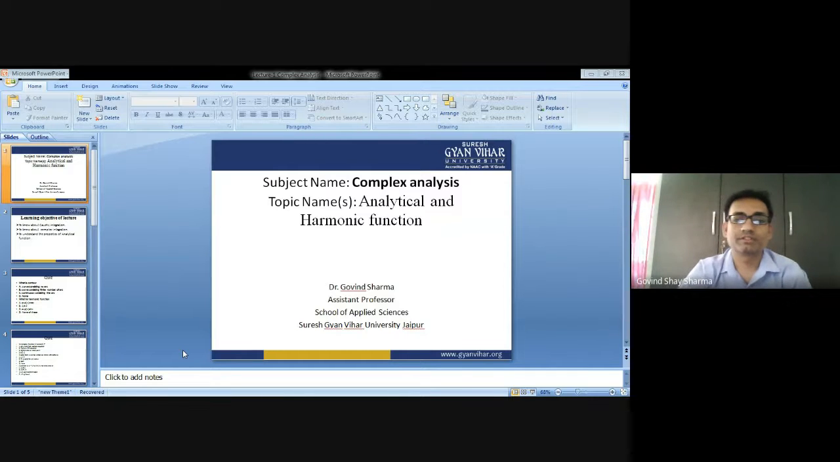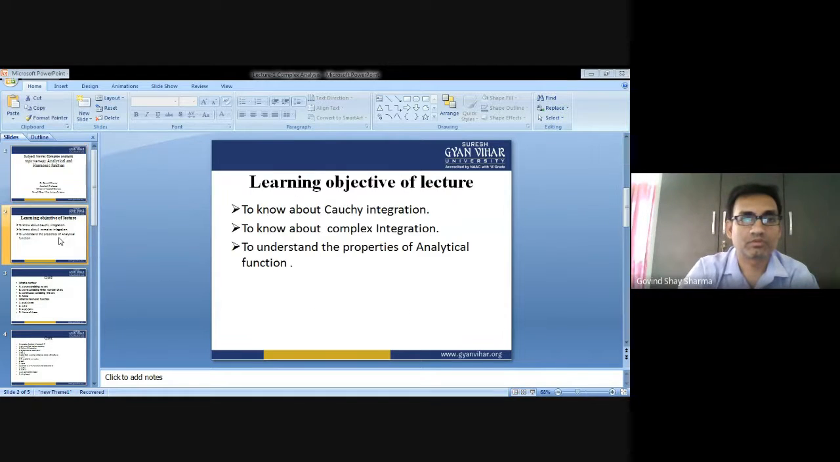Today, in the series on complex analysis, our topic is analytic functions and harmonic functions. We have already discussed that. The objective of today's lecture is the Cauchy integration, complex integration, and properties of analytic functions, and how to do the integration of a complex function. After this, we have a small quiz.